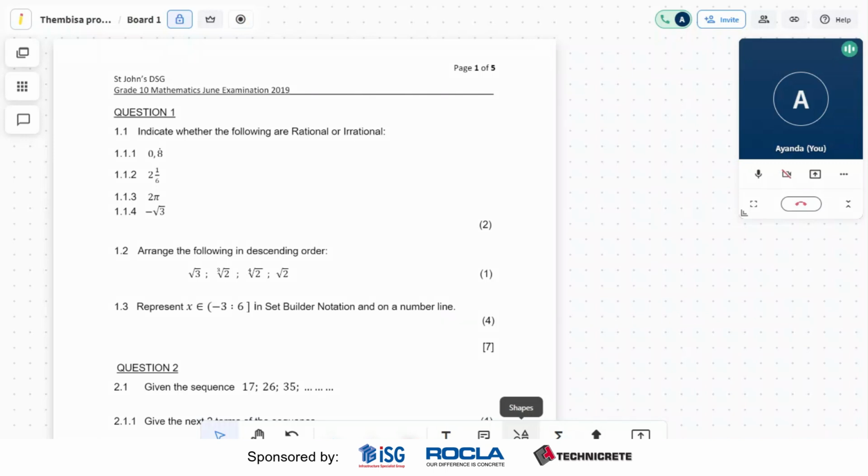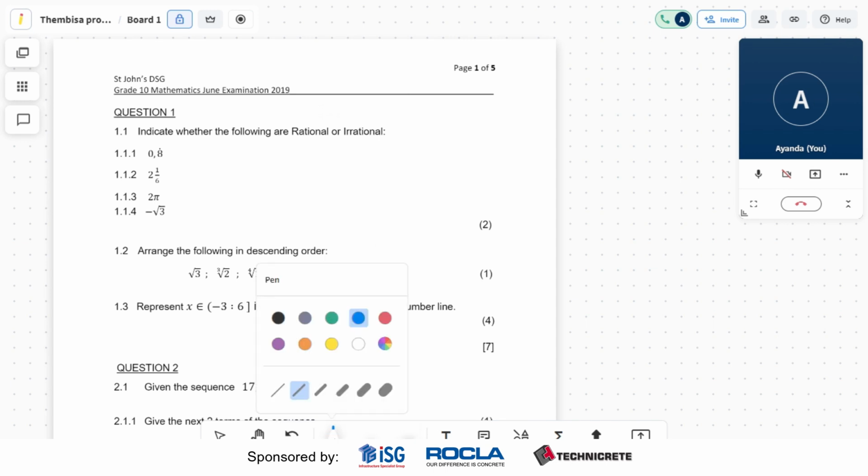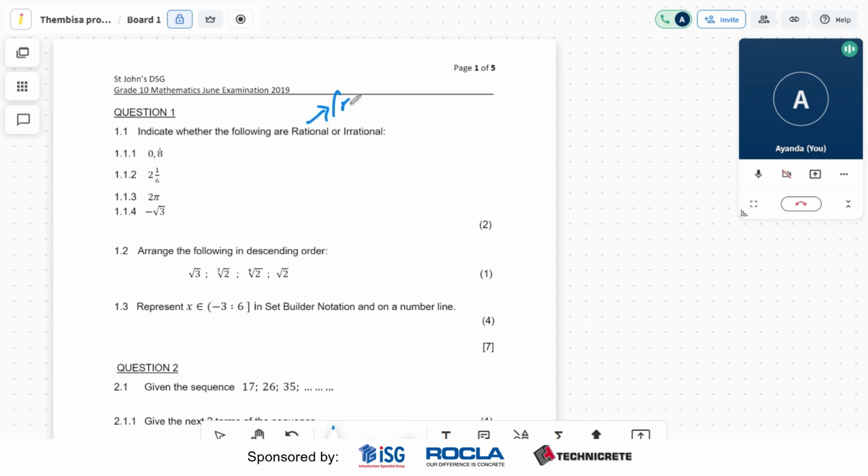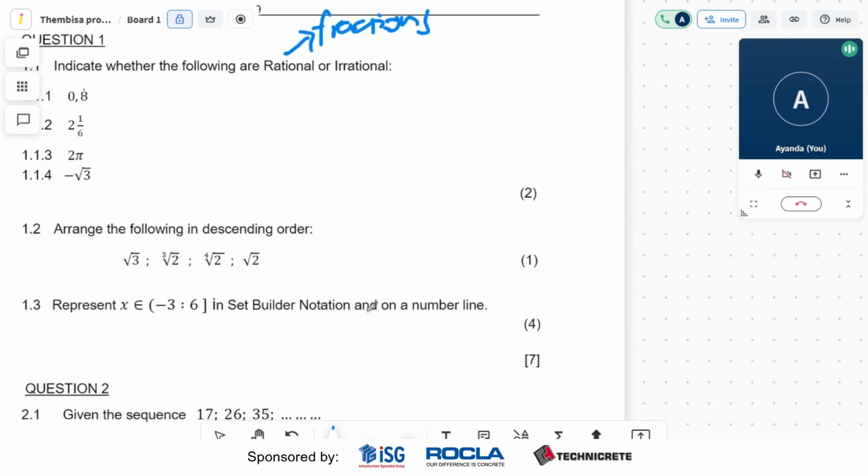So, question 1 asks us to indicate whether the following numbers are rational or irrational. Remember that rational numbers can be written as fractions. Let's make this pen a little bit bigger. So rational numbers can be written as fractions, but irrational numbers can't be written as fractions, right?